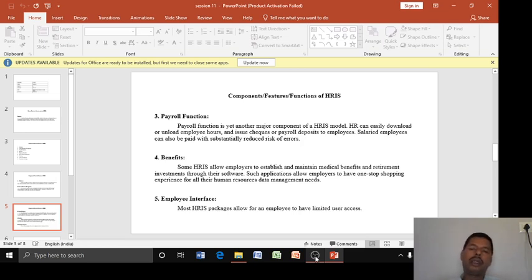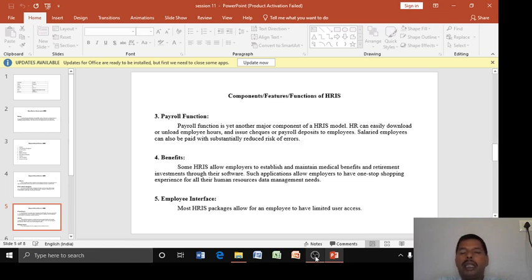So, human resource information system is helpful to do payroll functions, payment of salary and work related issues, or issuing of checks, and even for digital payment it will be very easier. Otherwise there may be some errors in processes. In this case also there may be some errors, but they can be rectified within a shorter period of time. So that is another component or feature of HRIS.